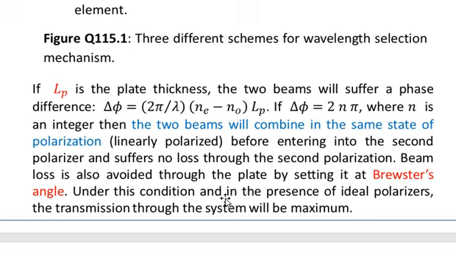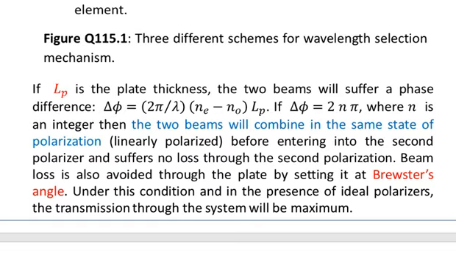So under this condition and in the presence of the ideal polarizers, the transmission through the system will be maximum. If our polarizers are ideal, it means that no attenuation will occur at the location of the polarizers. And of course, our birefringent plate should also be ideal in the sense that the light loss should be very small.